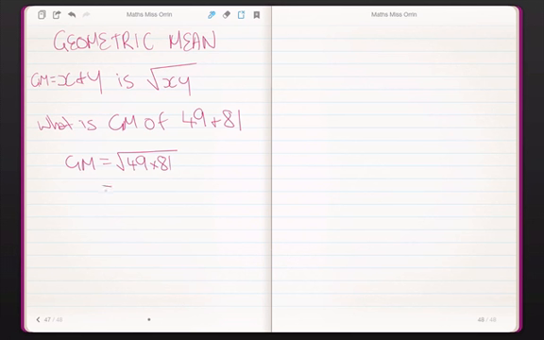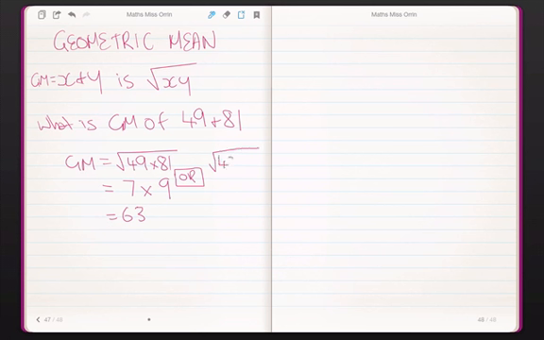Now, there's an easy way to do this. We can just tell what the square root of these are. The square root of 49 is 7, and the square root of 81 is 9, and 7 times 9 is 63. So if you can quickly tell what they are, this is an easy way to do it. But if you can't always tell what it is, you can just do it the normal way and you'll still be able to tell what it is, okay?